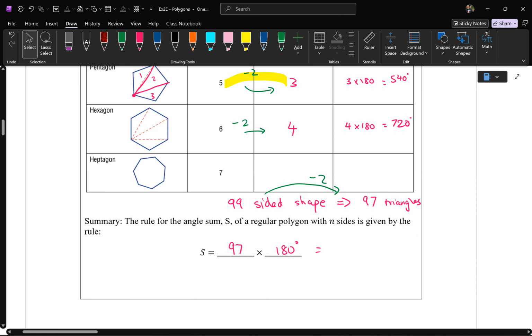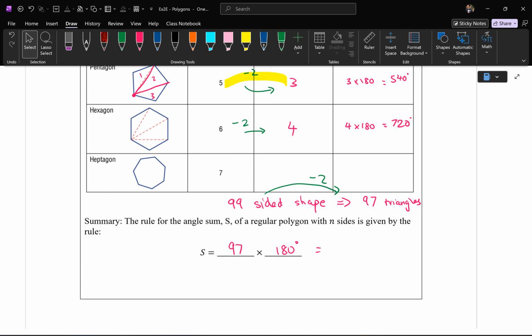Now, I don't know what 97 times 180 is. Anyone got a calculator? Anyone got the answer? 17,460. Someone double check? Yep. Correct? Good. All right. So let's write a rule for it then. S, which means the total sum angle. Okay, so that's what the S, capital S, represents.